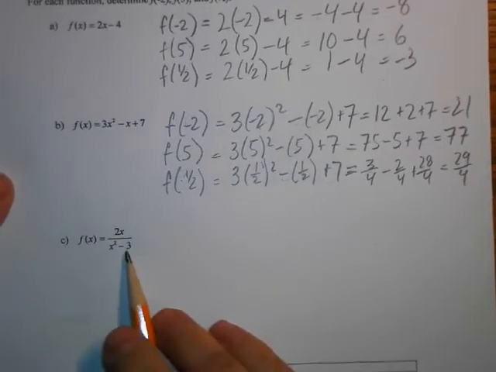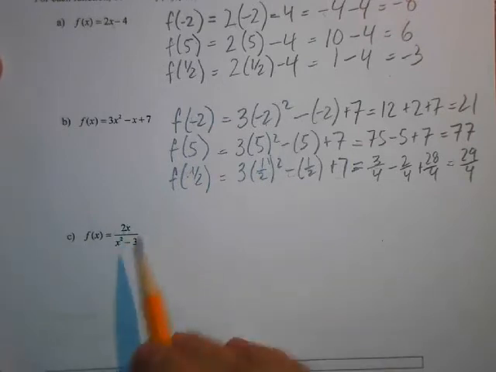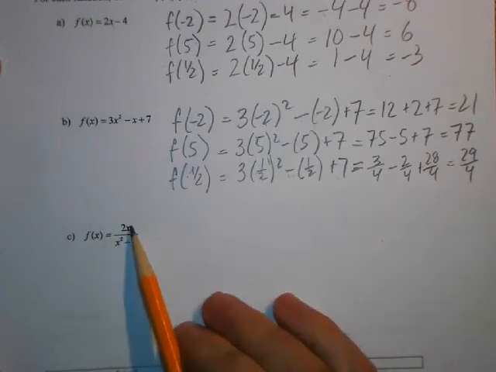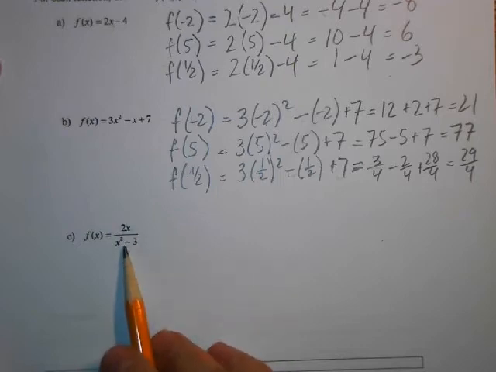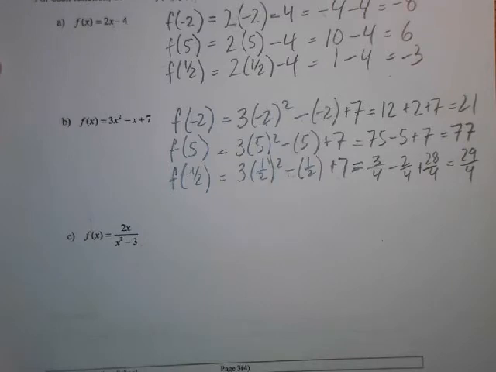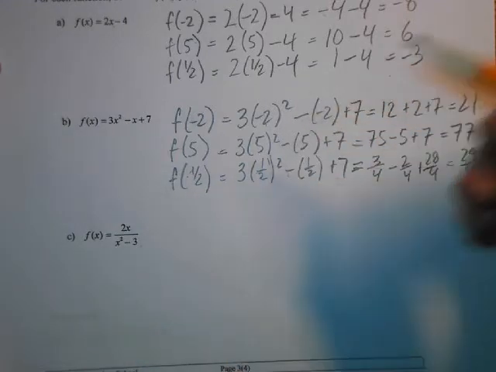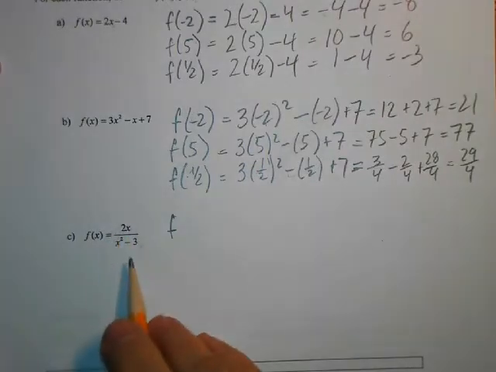Okay, here we have another function, and this is kind of a strange looking function. We've never worked with one of these in previous grades, but you can see it's got a 2x on the top, and then you're dividing by x squared minus 3. This actually is not linear, and it's not quadratic. It's sort of a mixture. We actually call this a rational function, which we'll talk a little bit about in the next unit. So it doesn't really matter what it's called, we still treat it the same. So that's our definition of f.